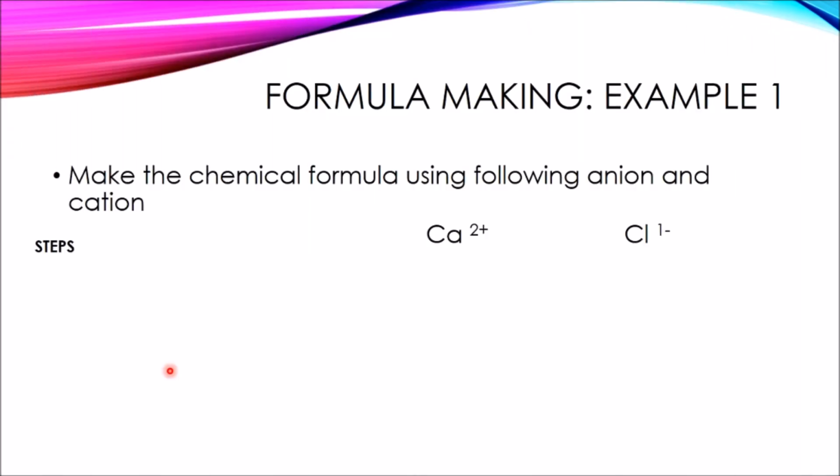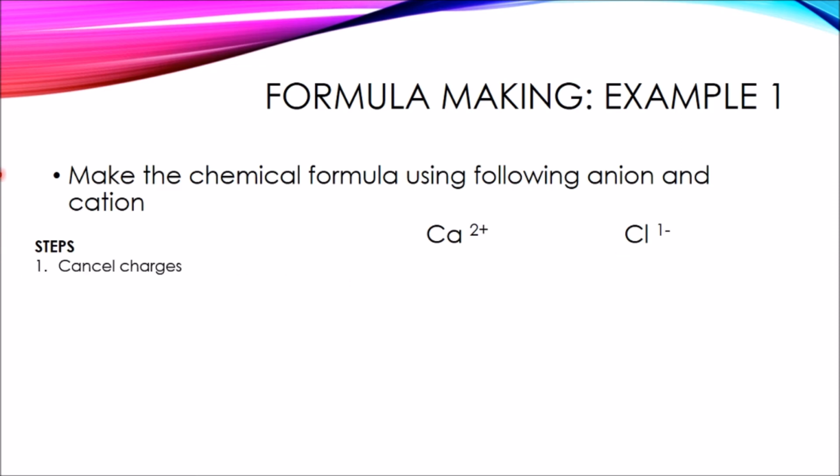Let's take an example of formula making. We have learned this in class 8. We have to make the formula with the help of these two ions. This is the cation because it has a positive charge. This is the anion which has a negative charge, and we have to make the formula of Ca2 plus and Cl1 minus. What are the steps?